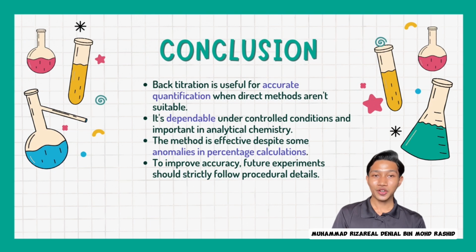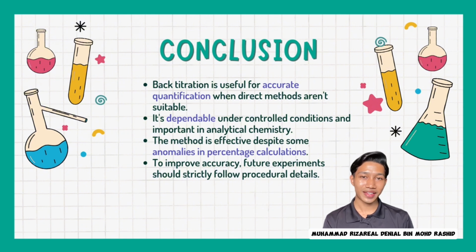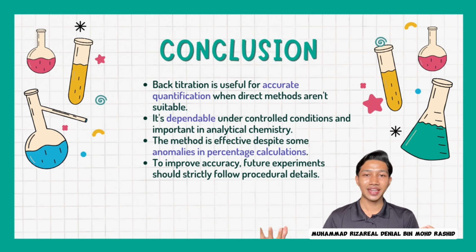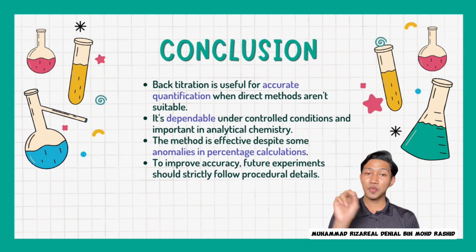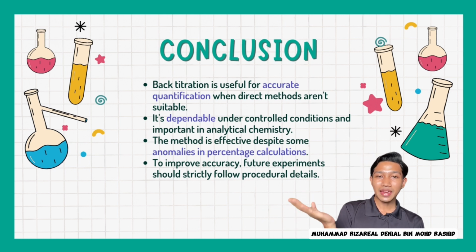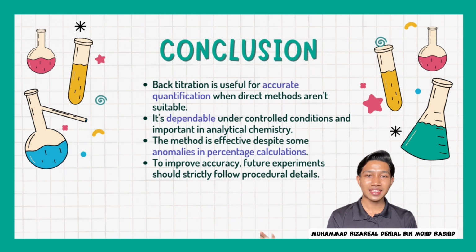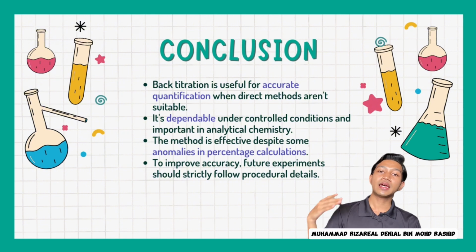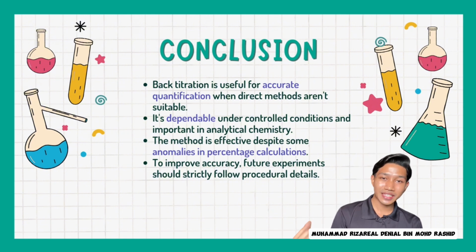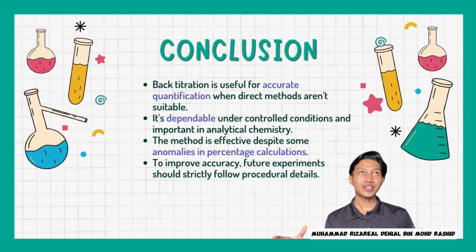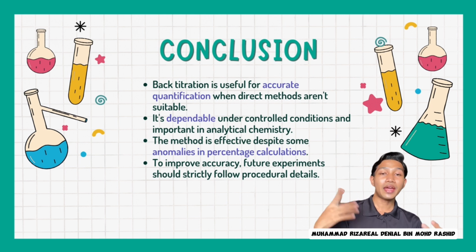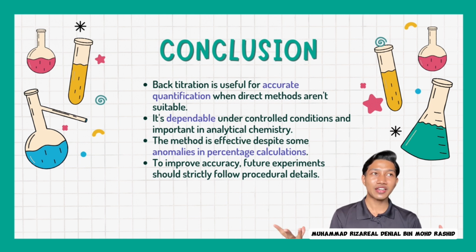The last part is the conclusion. In conclusion, the aspirin analysis used to illustrate the back titration technique is a valuable tool for accurate quantification in situations where direct methods are not appropriate. The method's dependability under controlled conditions highlights its significance in analytical chemistry, even with the anomaly in the percentage calculation. In order to reduce errors or improve accuracy, future experiments should make sure that procedural details are strictly followed.